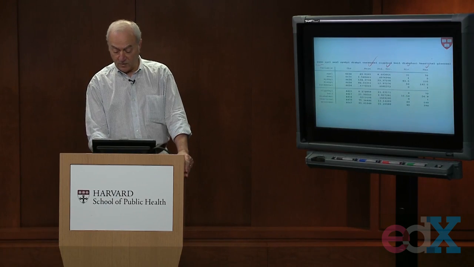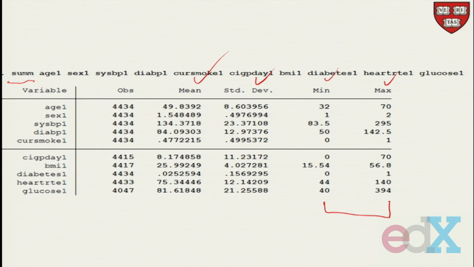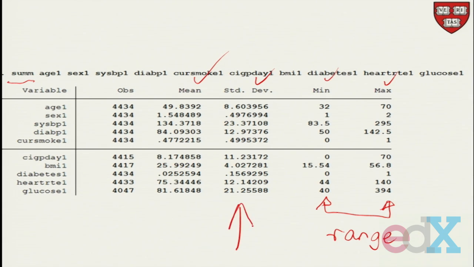Now, we could also define what we call the range by taking the difference between the max and the min, and that in some sense is also a measure of variation. But we won't go into that very much more. So let's look at the standard deviation. There is the standard deviation.